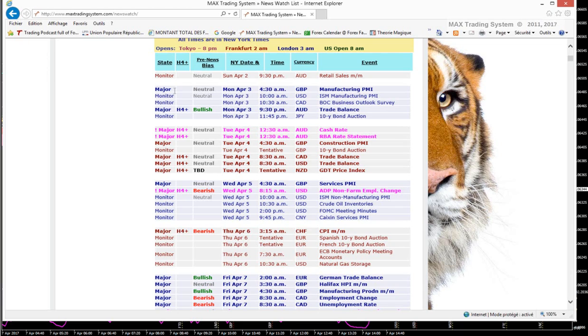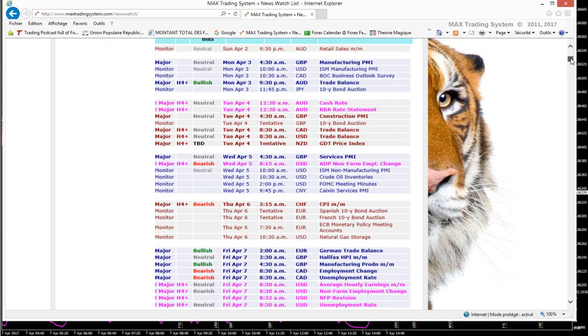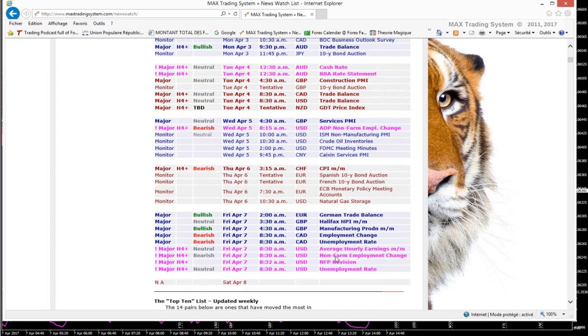If a news is simply indicated as major, the news will have an impact in the case of a big surprise only on small time frames, and when it is indicated as major H4+, this indicates that in the case of a surprise, the impact will be also on higher time frames. And we can see, for example, that for the non-farm payroll, we have, of course, a type of news indicated as major H4+. When we have simply the indication monitor, this means that we have to expect some volatility, but not a dangerous situation.